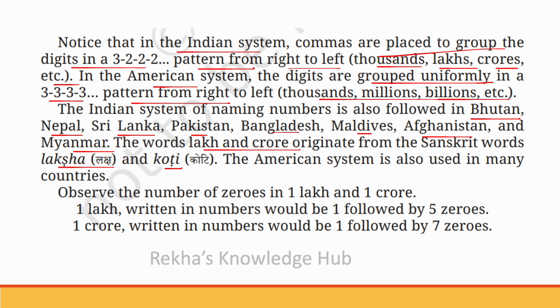The American system or international system is used in many other countries around the world. Observe the number of zeros in 1 lakh and 1 crore. 1 lakh is written as 1 followed by 5 zeros. 1 crore is written as 1 followed by 7 zeros.